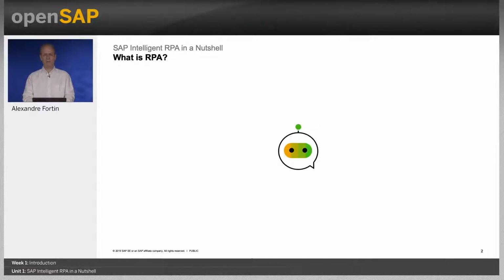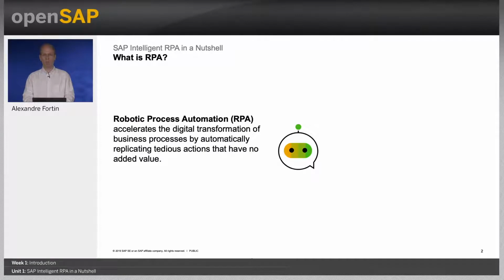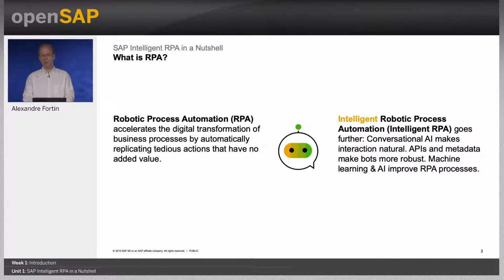Let's understand what is Intelligent Robotic Process Automation. Robotic process automation accelerates digital transformation of business processes by automatically replicating tedious actions that have low added value. And by bringing in the picture conventional AI, combining machine learning and artificial intelligence, we can push RPA to the next level, intelligent RPA. And the journey has just started.